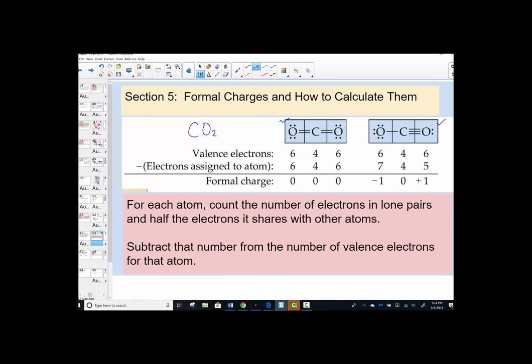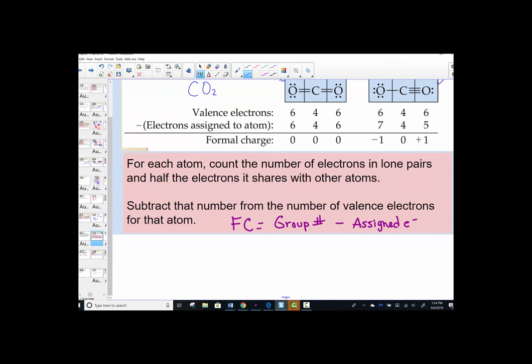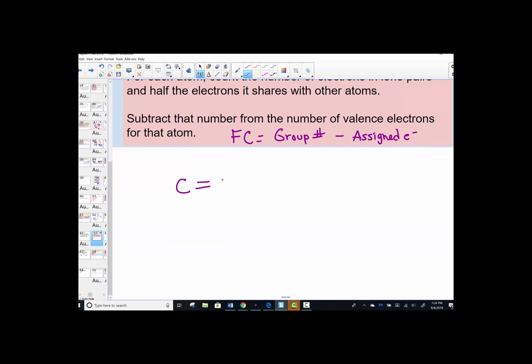Let's define the term formal charge. It is bookkeeping. It's kind of an abstract way for a chemist to decide, is this the best structure? I would say formal charge can be found by taking the group number that the atom lives in. That's the number of valence electrons. And I'm going to subtract the number of assigned electrons to that particular atom and calculate the formal charge. Let's talk about what it means to be an assigned electron. I'm going to redraw those structures up here and talk a little bit about assigned electrons.